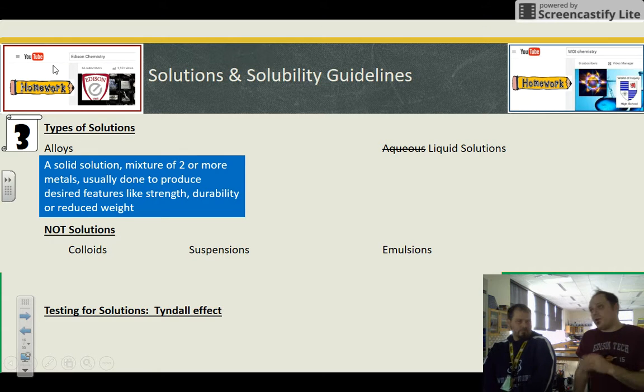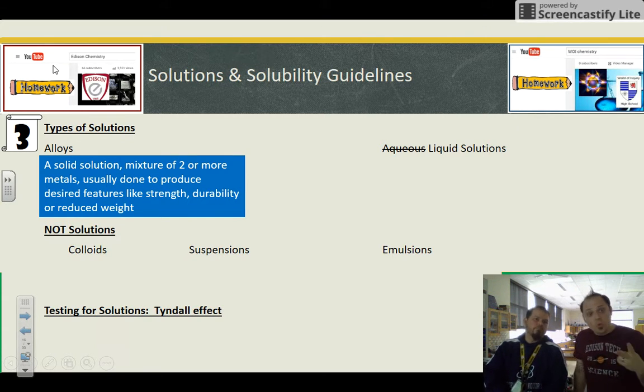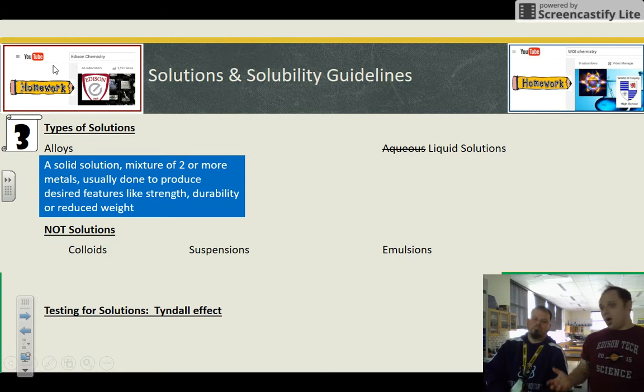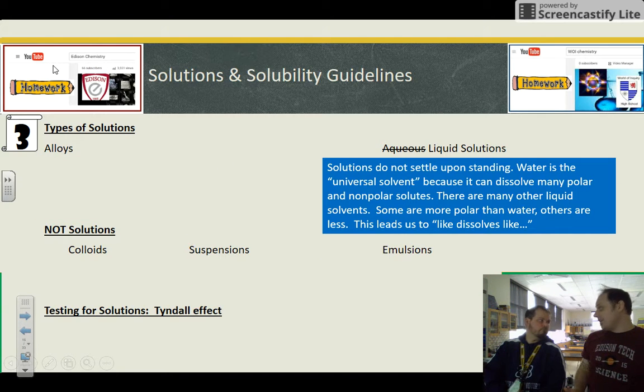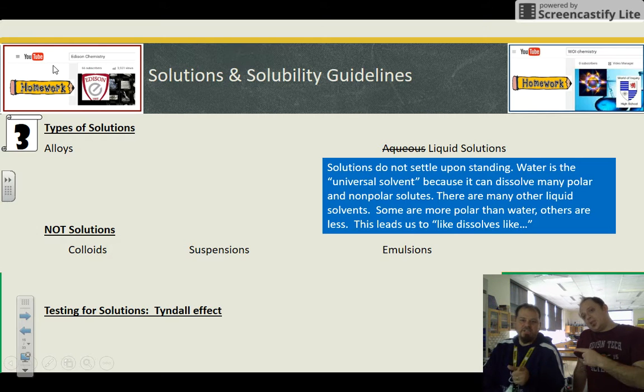Alloys, these are really important to our human lives. An alloy is technically a solid solution, a mixture of two or more metals, producing more desirable effects like strength, durability, reduced weight. All the tools in my shop at home are alloys. If I had made my tools out of pure iron, they'd be rusting just sitting there on the bench. They would rust with the water in the air. Mix another metal in, and it doesn't rust.